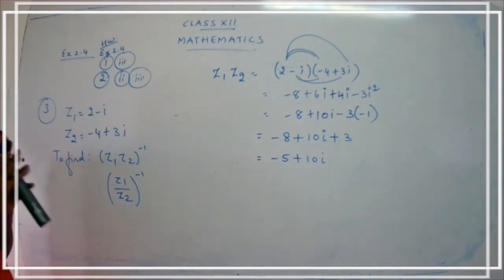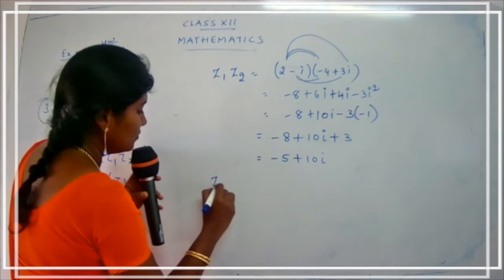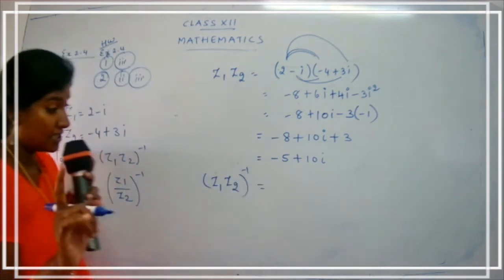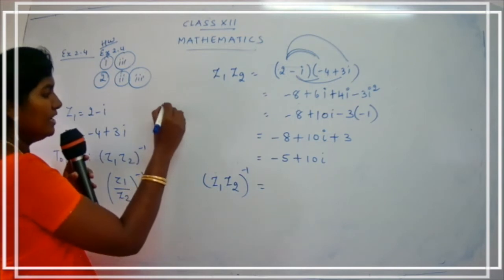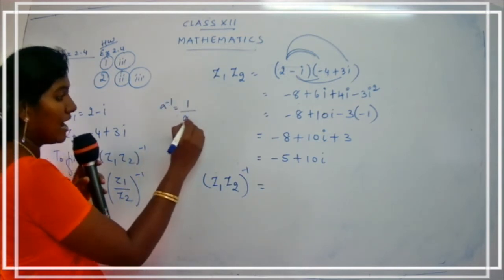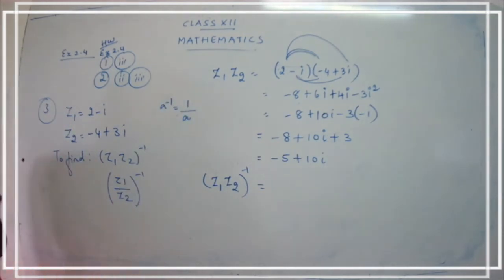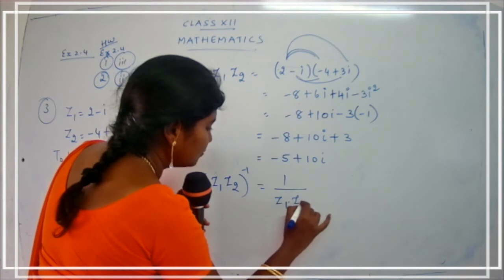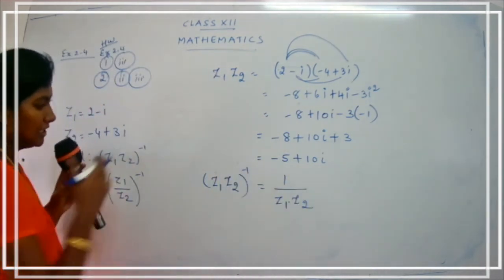Let's see how to find the inverse. So (Z1 Z2) inverse. Children, this is very, very easy. Now what is the meaning of inverse? That means you have to write the reciprocal of it. So (Z1 Z2) inverse means 1 upon Z1 Z2. I hope you are clear.